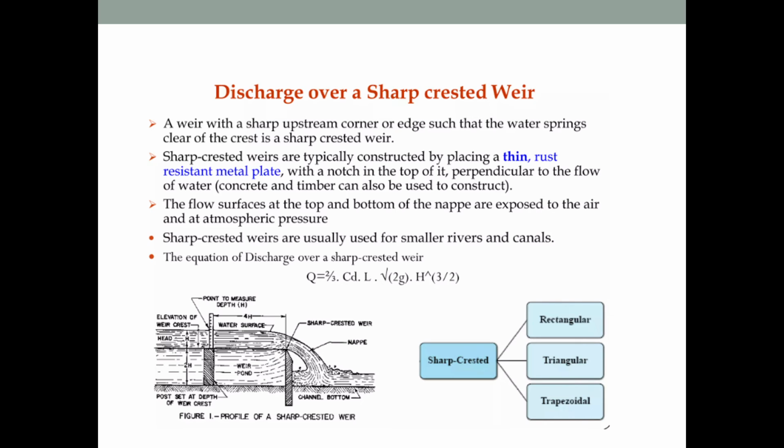In this syllabus we are more concerned with formulas and problems regarding the types of weirs. That is covered in a single topic. If you are learning hydraulics, you will have nearly 5 units. The sharp crested weirs are normally used for smaller weirs and also canals. So you have the formula for finding out Q.